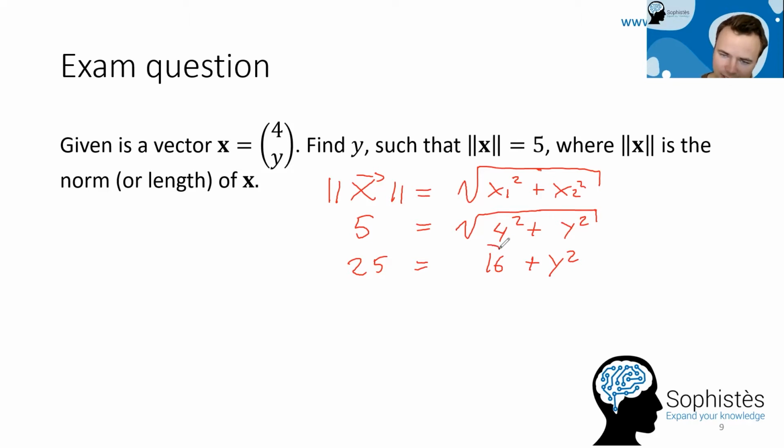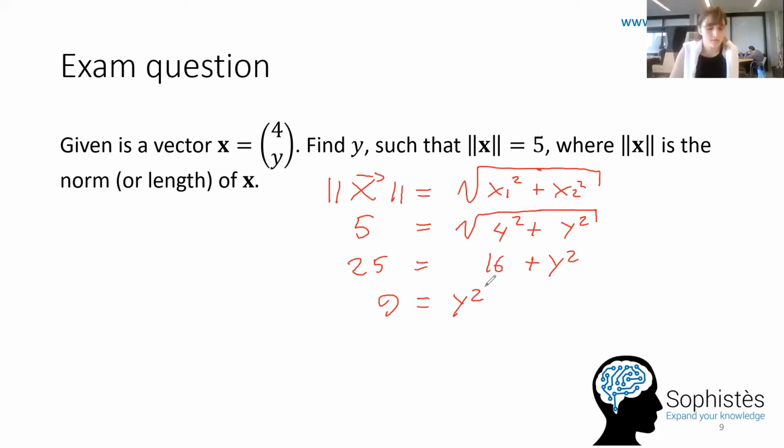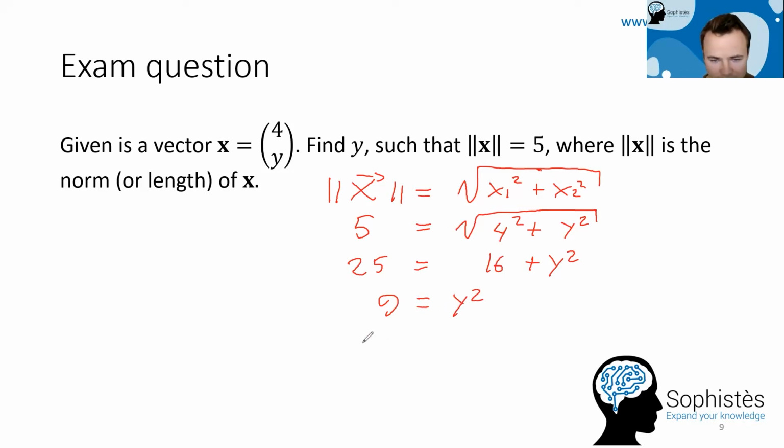Now I can take this 16 to the other side. So I get 25 minus 16, which is 9. So I get 9 is y squared. And here, a lot of students made a mistake, because to get the 9, you could take y is 3, because 3 squared is 9. But you could also have y is -3, because -3 squared also gives me a 9. You see that? So that's what you're seeing here.